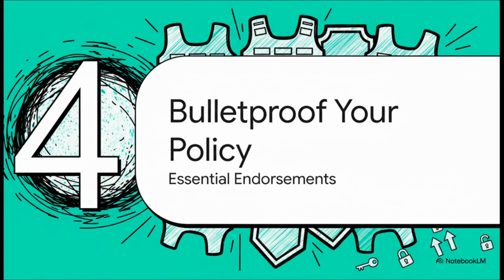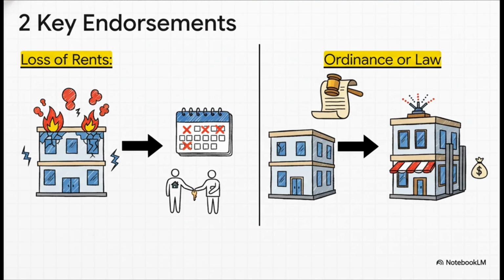Okay, so we've closed the liability gap. That's huge. But if you really want to make your policy bulletproof, let's talk about 2 more essential add-ons. We call them endorsements in the insurance world. They can take your protection to a whole other level. All right, first up, loss of rents coverage. Let's say there's a fire. Your building's damaged and your tenant has to clear out while you repair it.